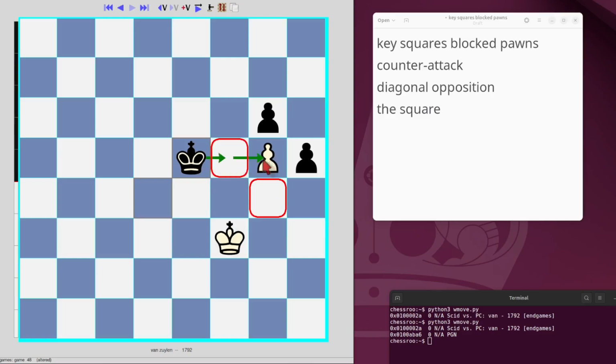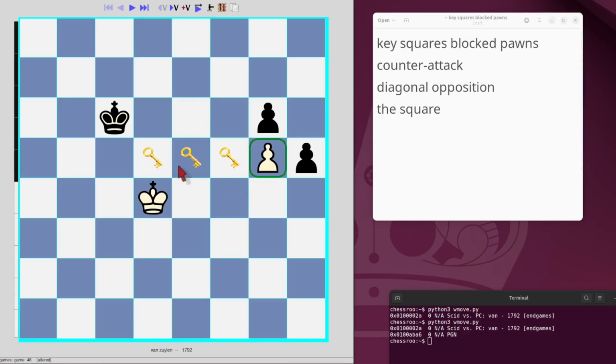So that's just the thing about going back to the original position. Key squares. They're the key squares, right? Okay, the second thing I wanted to highlight here is what about counter-attacking possibilities?